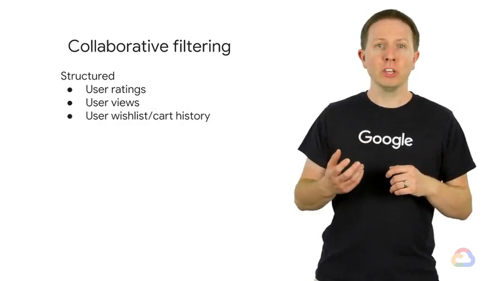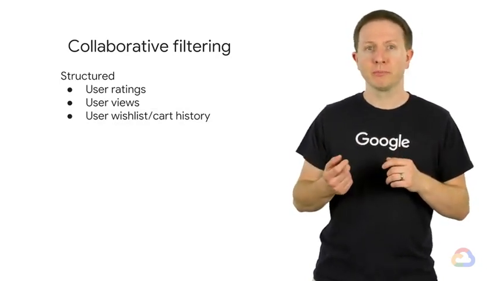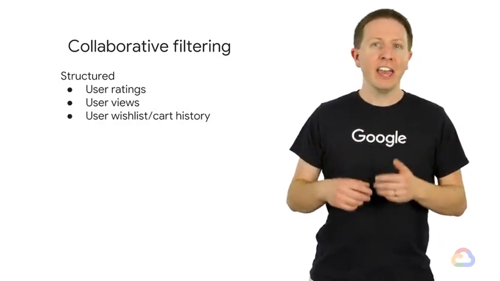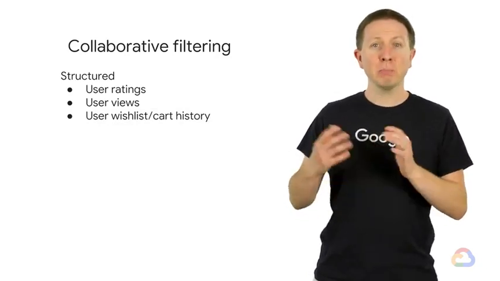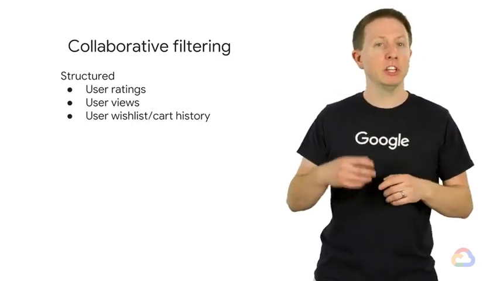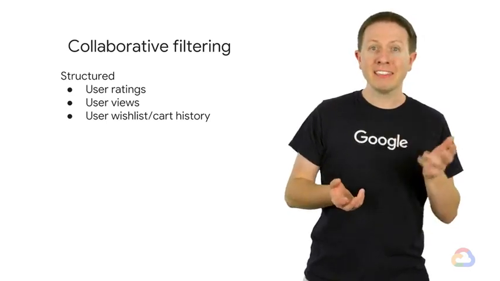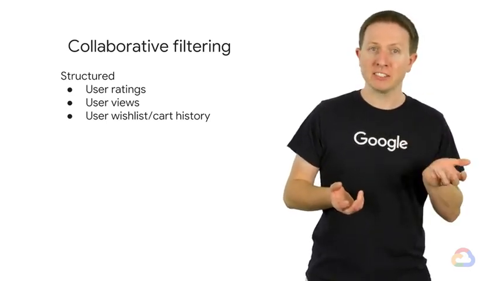There's also the user wish list and cart history that we could use. This is an interesting data set. Think about the wish list. It is implicit because it's not explicitly saying that a user likes the movie, but that they think they might like it enough to add it to their list. Also, the cart history is another step further. The user has actually now selected the movie for purchase and they just need to check out.